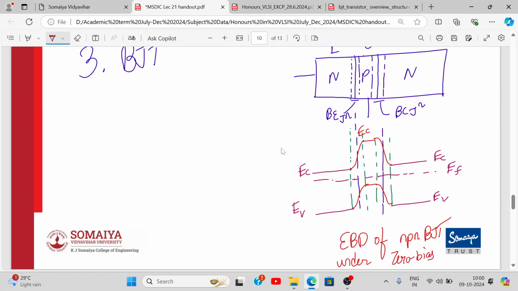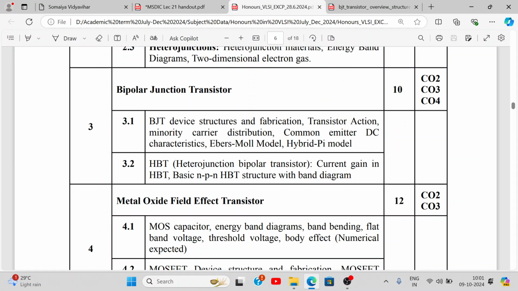Understanding? Now if we apply forward bias, what will happen to this junction? This junction, the depletion region is smaller. And this junction, the depletion region is larger. So this bending will be more, this bending will be less. It will be flatter. We have to study the entire BJT device under this energy band diagram. And later on we'll conclude that further.